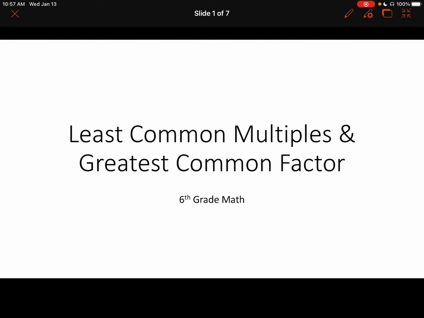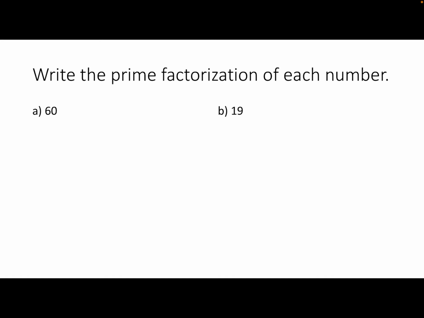In this video, we're going to talk about least common multiples and greatest common factor. The key to both of those is doing prime factorization of each number that you're given. When you're trying to find the least common multiple of a pair of numbers or the greatest common factor, we want to start with doing prime factorization of each number. So let's go over prime factorization to start with.